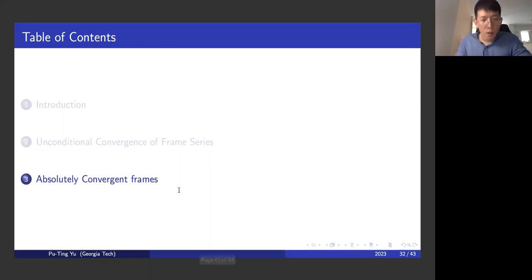Okay, so now let me move on to the third section about the existence of absolutely convergent frames. There are two reasons why we want to study this. The first reason is we try to see if unconditional convergence is the best convergence we can have for frame series. And the second reason is we try to find some ways to classify frames and their associated alternative duals.